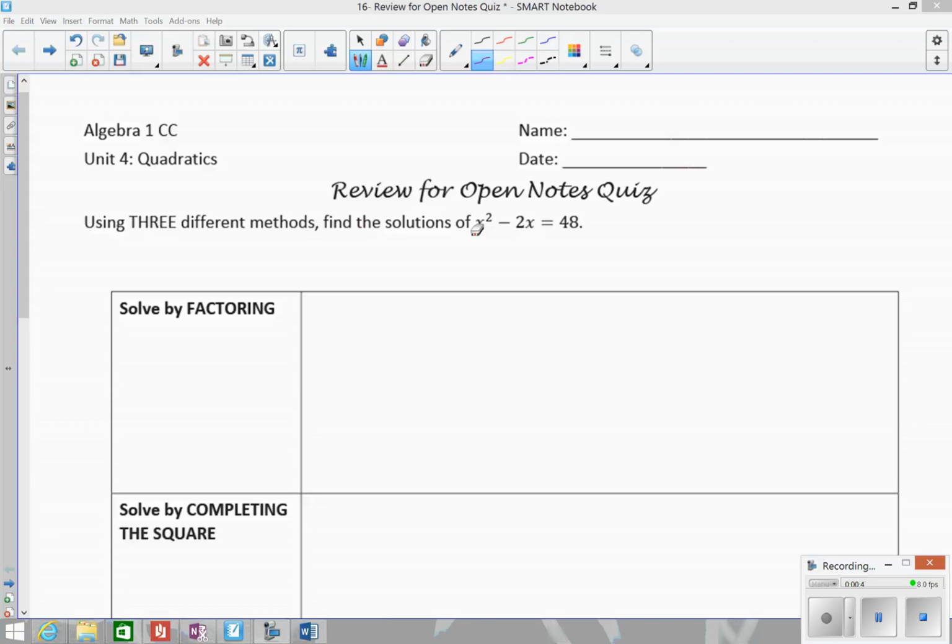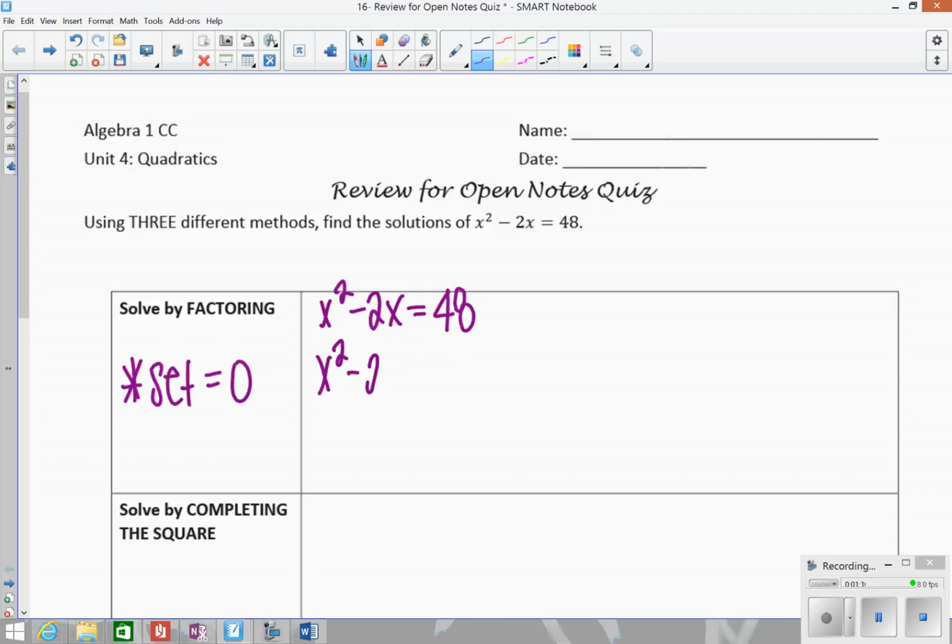So first thing we want to do is solve this by factoring. Let me first just copy down my equation: x squared minus 2x equals 48. If I'm solving by factoring, what you have to remember is that you always have to get your equation equal to 0. So in order to do that, I've got to bring the 48 over. It's very similar to quadratic formula, where you have to have your quadratic in standard form, and it has to be equal to 0. So it's the same format required for quadratic formula.